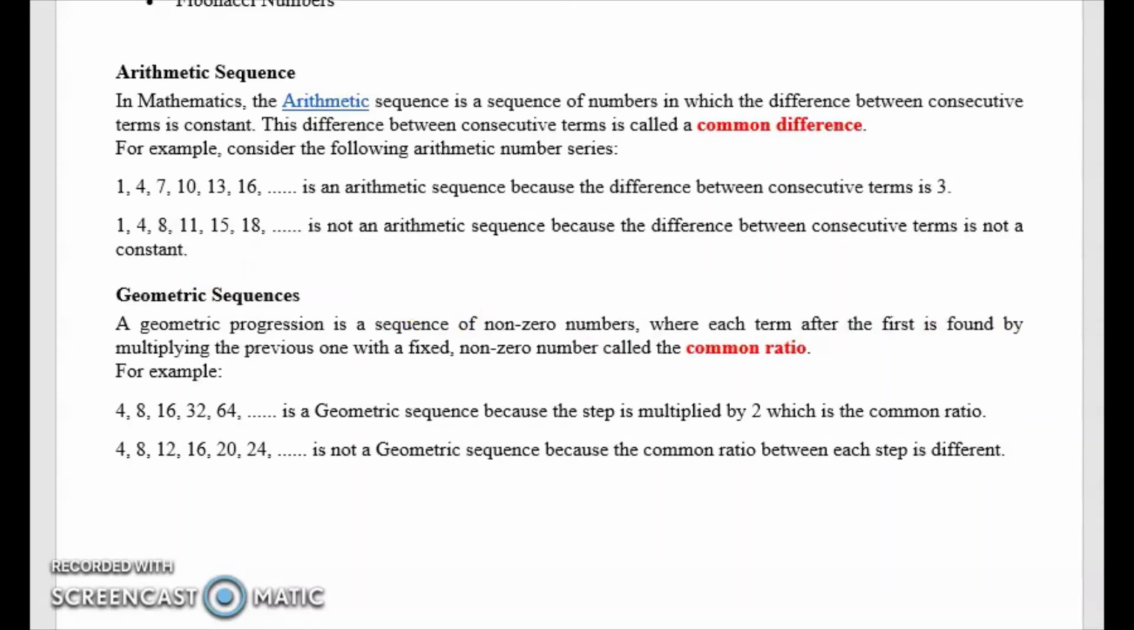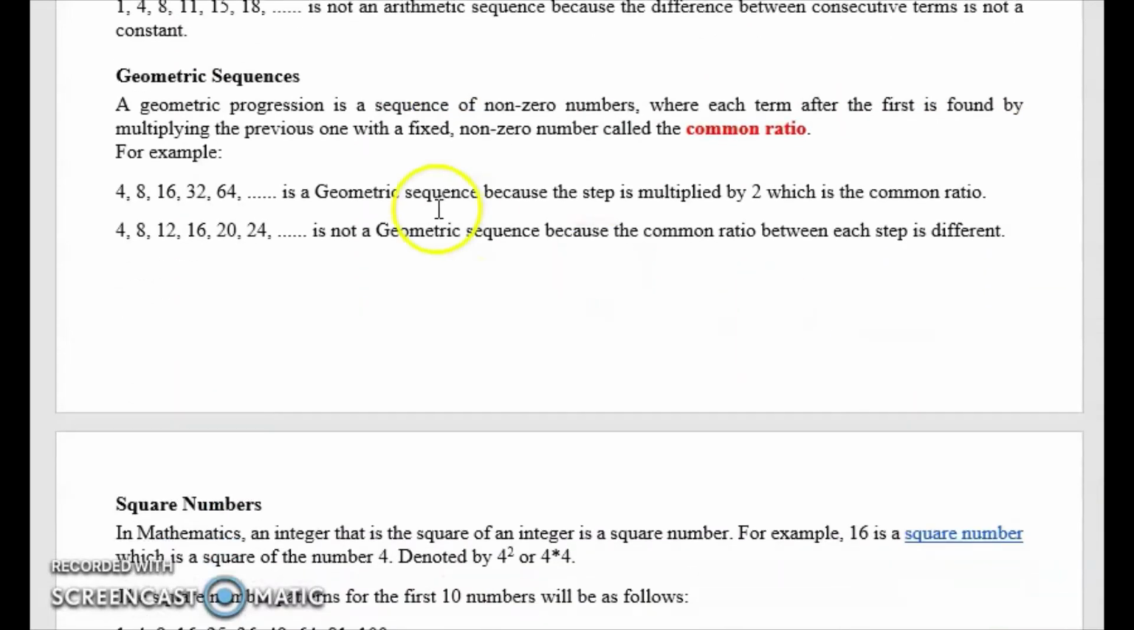Next is the geometric sequence. A geometric progression is a sequence of non-zero numbers where each term after the first is found by multiplying the previous one by a fixed non-zero number called the common ratio. A while ago, we had a common difference, and now in the geometric sequence, we have the so-called common ratio. For further explanation, so that we can understand it very well, we have here examples.